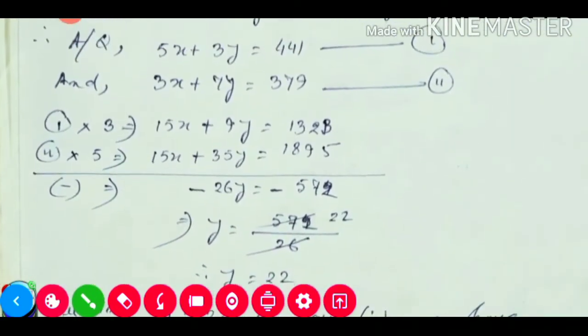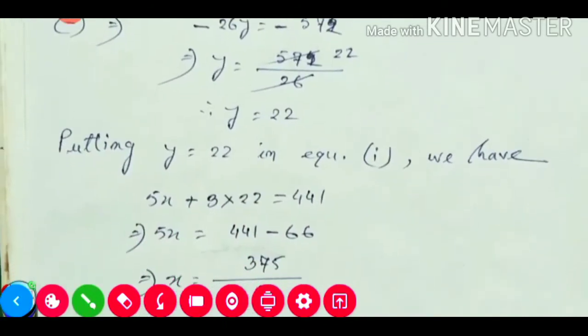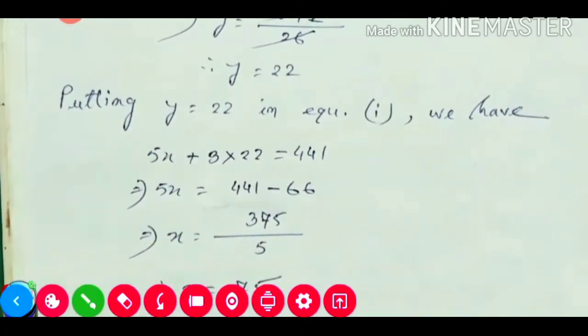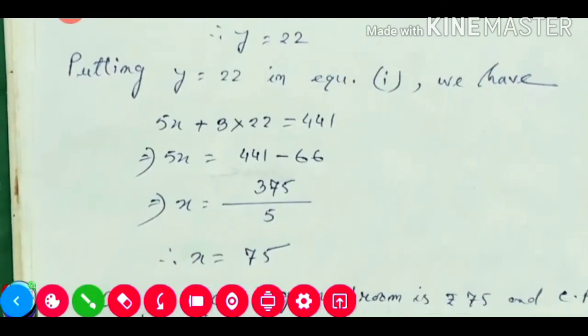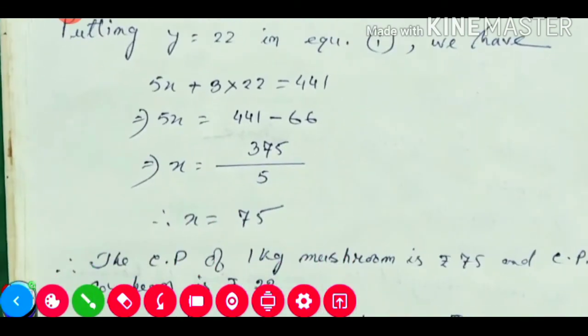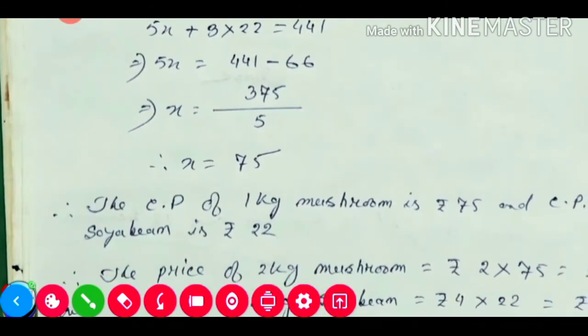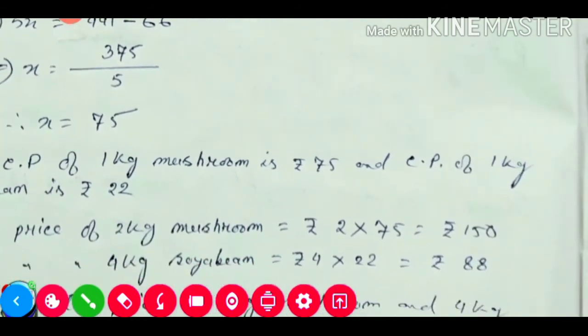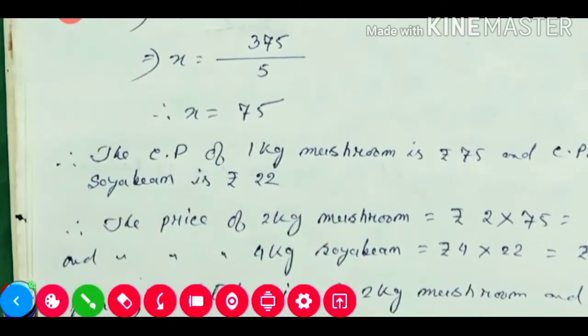So 5x plus 3 into 22 is equal to 441. So 3 into 22 is 66. 66 will shift to the right hand side, so minus 66. So 441 minus 66 is equal to 375. Now this 375 will be divided by 5, so it will be 75. Therefore we got the cost price of 1 kg mushroom is rupees 75, and the cost price of 1 kg soybean is 22.